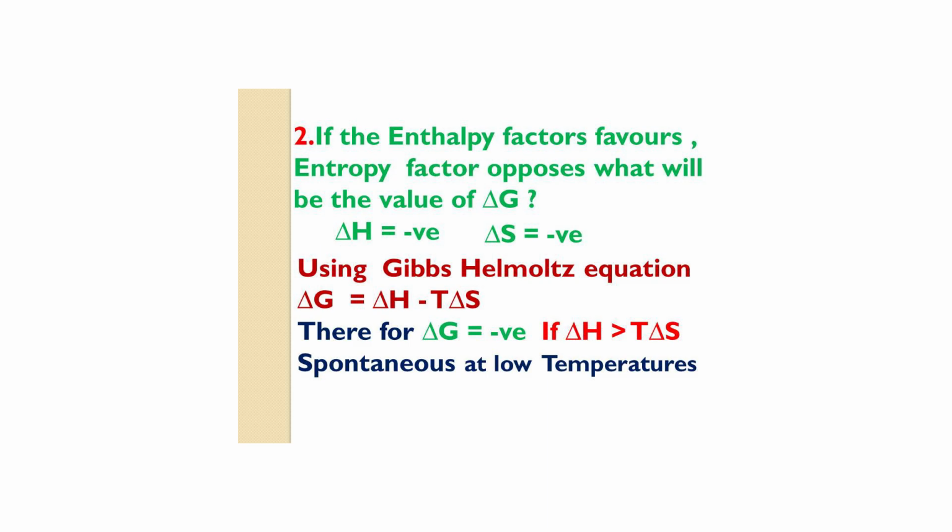Condition 2: if the enthalpy factor favors and the entropy factor opposes, what will be the value of delta G? From the equation delta G is equal to delta H minus T delta S, here delta H becomes negative and delta S becomes negative, that is, it opposes. How does delta G become negative? If delta H is greater than T delta S, for a spontaneous process at a low temperature.